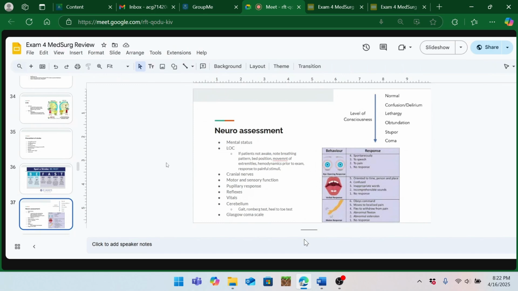For your neuro assessment, obviously you're going to do LOC, your mental status, you're going to check your cranial nerves, your pupils are huge, reflexes are huge. Are they posturing? Are they not? Different postures mean different things. The cerebellum, so you've got your Romberg test, your gait, you can do your heel to toe test, check their balance.